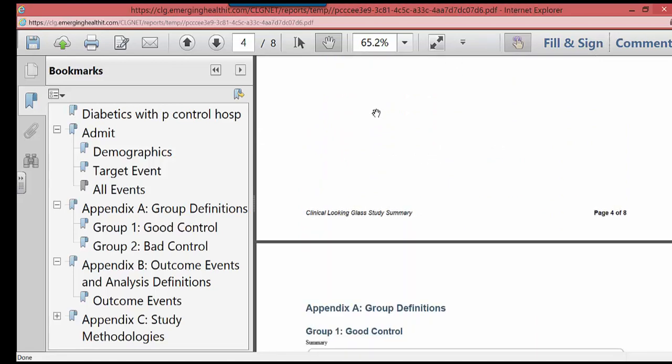So from this study, we believe that getting people under good control reduces hospital admissions.